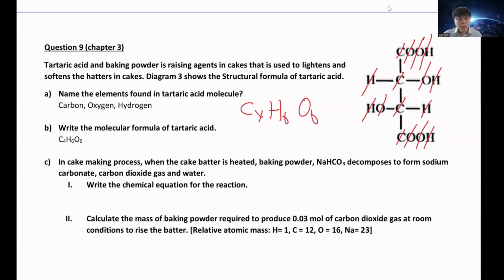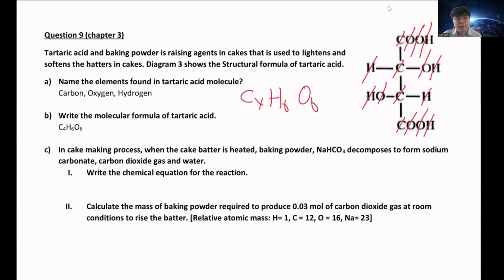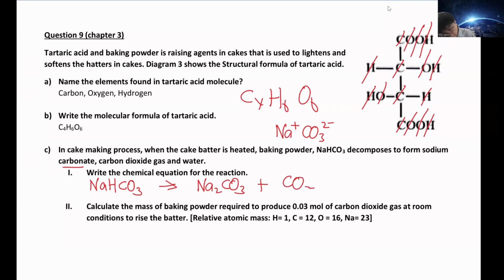Six only. Okay. So in the cake making process, when the cake batter is heated, the baking powder decomposes to form this. So to write now, baking powder NaHCO3 decomposes to form sodium carbonate. So sodium is Na plus, carbonate is CO3 2 minus, you get Na2CO3 plus carbon dioxide gas plus water.